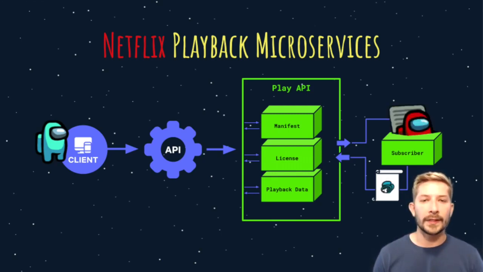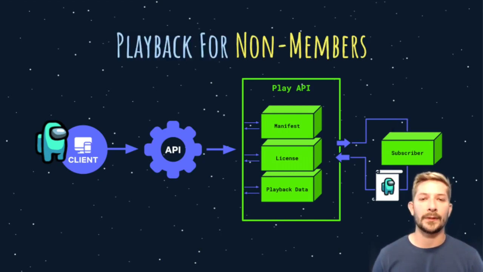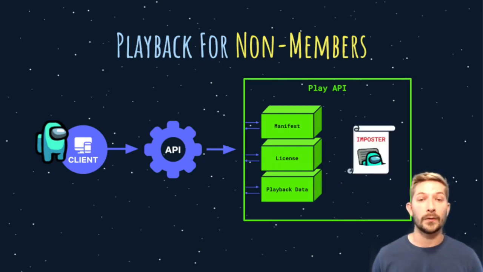But what if there is no user? And so our playback API team started to mock the non-member user, which meant that they no longer needed to call the subscriber microservice. By mocking the user, the Play API orchestration layer would be able to fulfill all of the requirements to meet the playback lifecycle.